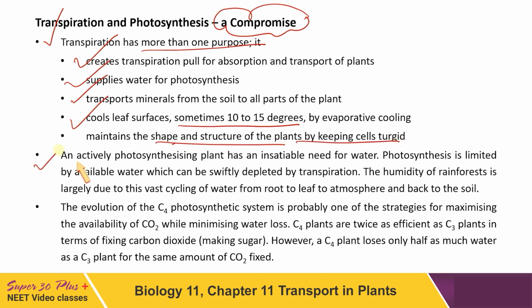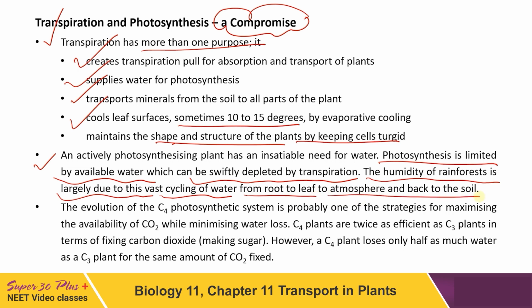Very interesting one. An actively photosynthesizing plant needs water. Photosynthesis is limited by available water, which can be swiftly depleted by transpiration. Transpiration will decrease the water, and if there is deficiency of water, the rate of photosynthesis will decrease. Humidity of the rainforest is largely due to vast cycling of water from root to leaf to atmosphere and back to the soil. Very, very important point in photosynthesis. When you deal with photosynthesis, you have to see the detail of this.